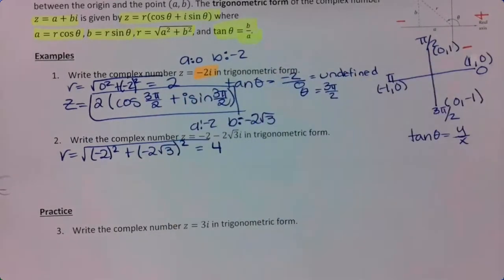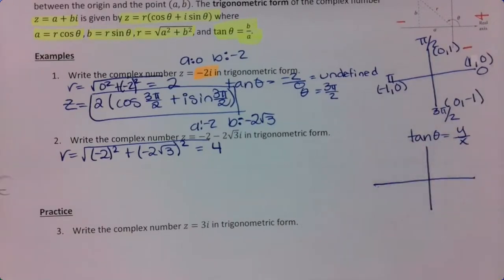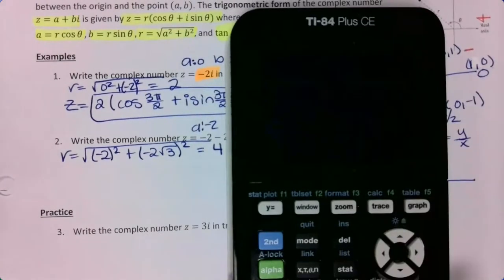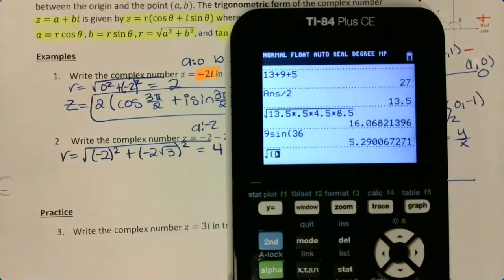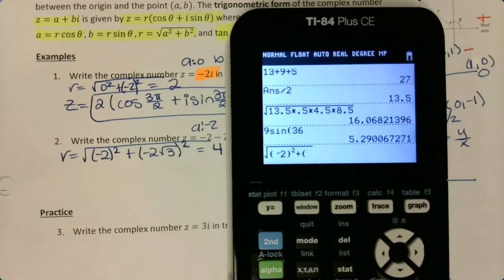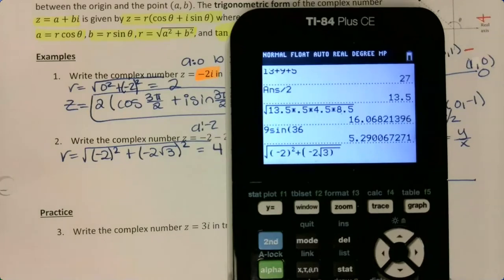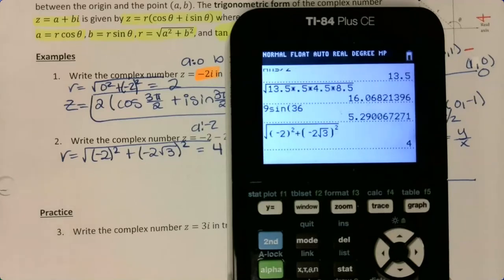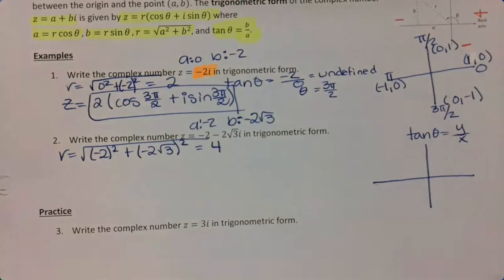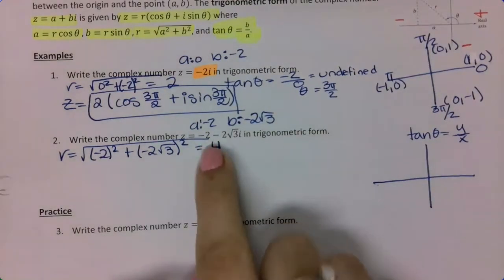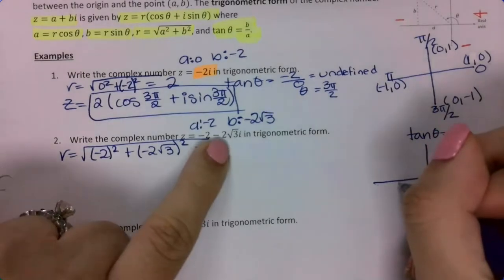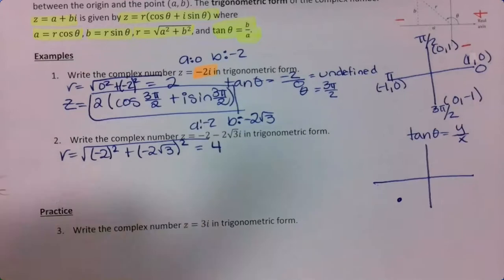Then on this one, before I actually go ahead and find my angle, I'm going to plot this on a graph. You're just typing it in the calculator. So if I wanted to graph this, negative 2 is my real number, so I'm going to go left 2, and then my imaginary number is also negative, so I'd go down. This is going to be in which quadrant? Third quadrant, so I want to pay attention to that when I go ahead and get my angle.